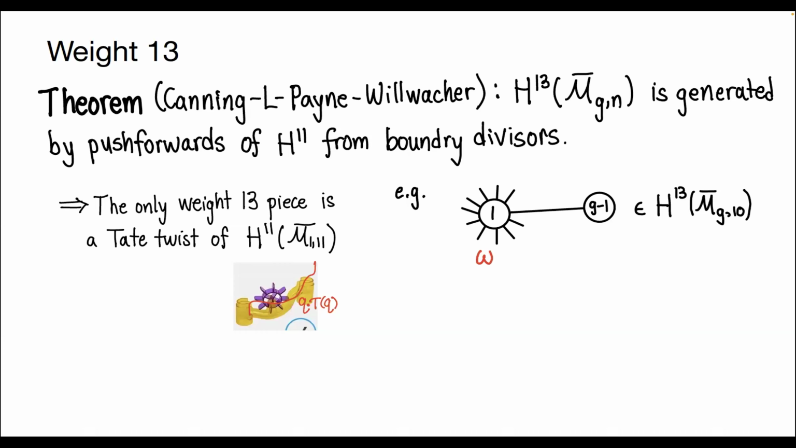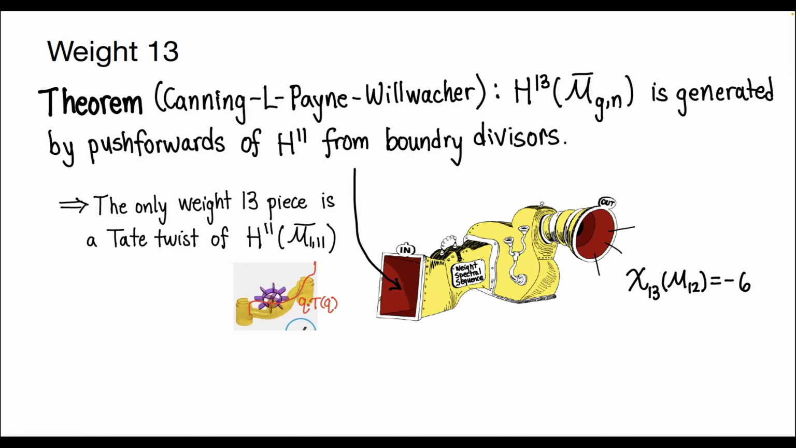This is the sort of thing we can plug in to the weight spectral sequence and calculate the weight 13 Euler characteristic. And for M12, it's -6. And since it's non-zero, that tells us that M12 also cannot have polynomial point count.